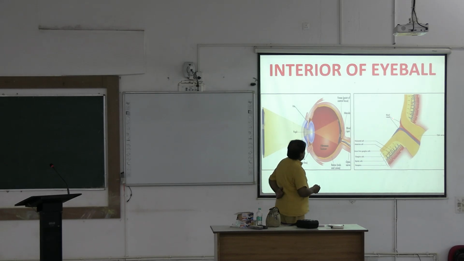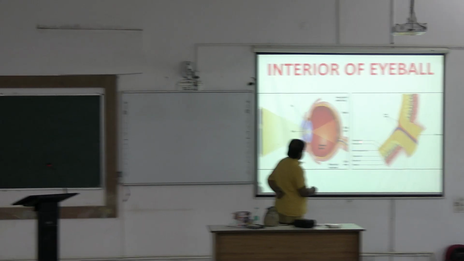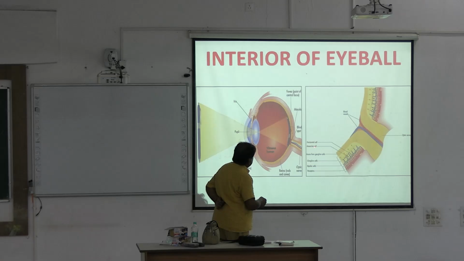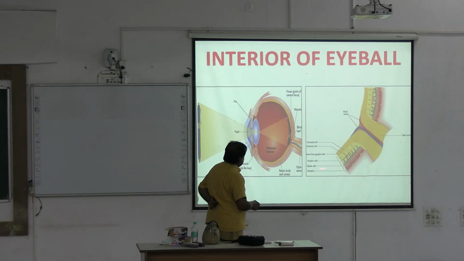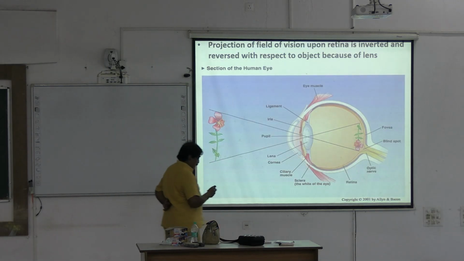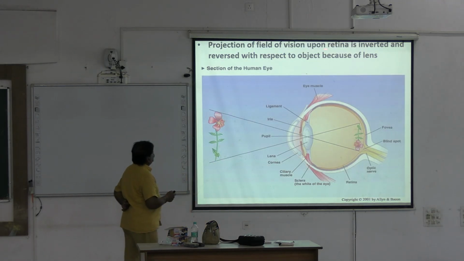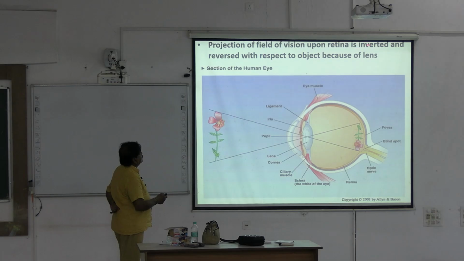Now, the blood vessels are here, the artery, the vein, horizontal cells, amacrine cells, axons from ganglion cells, bipolar cells, and receptors. This is the optic nerve. Now, the projection of the field of vision upon the retina is inverted and reversed with respect to objects because of the lens.